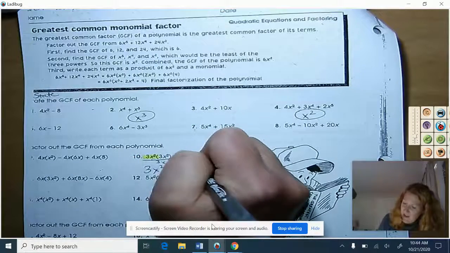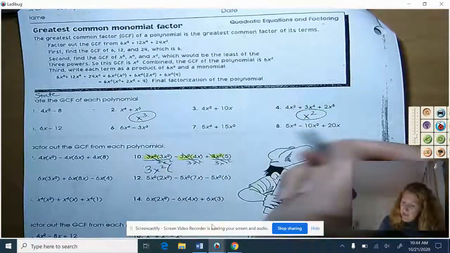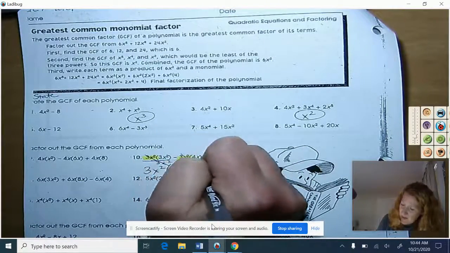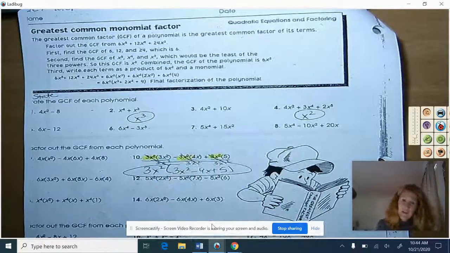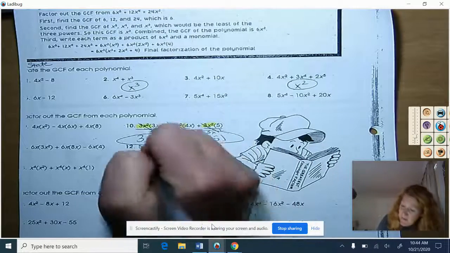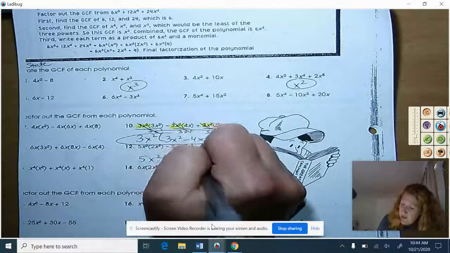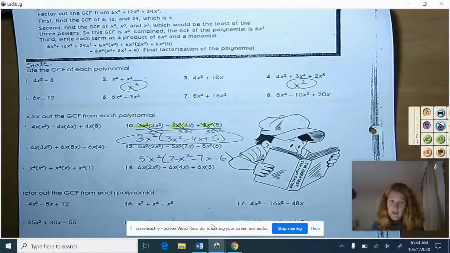And when you do that, everything gets canceled with the greatest common factor, and you would have 3x squared minus 4x plus 5 remaining. So it's actually a pretty easy question because they gave you the greatest common factor. So for 12, 5x squared is your greatest common factor. Then 2x squared minus 7x minus 6 is the remainder, or your trinomial.